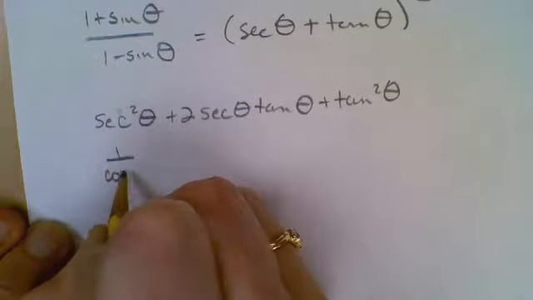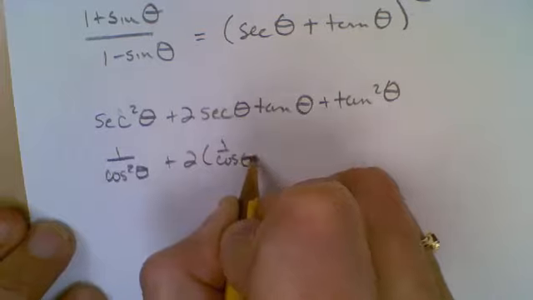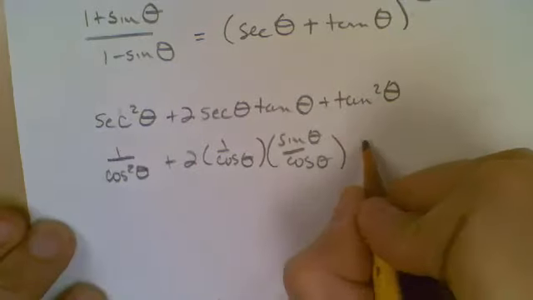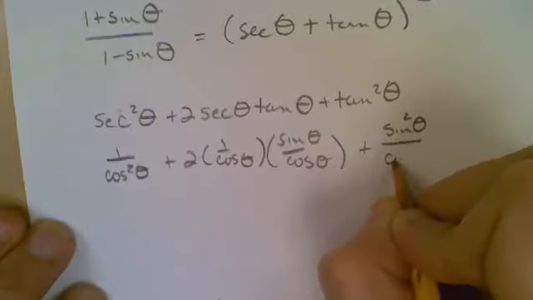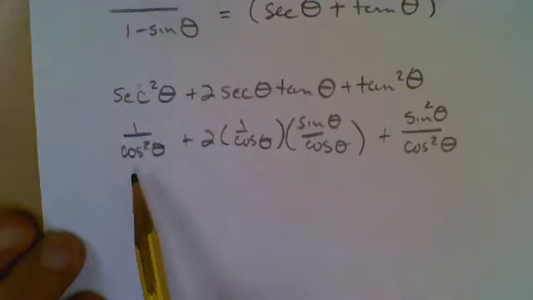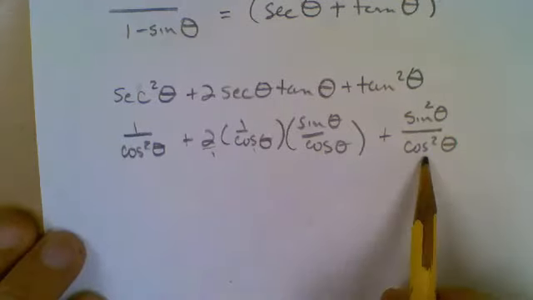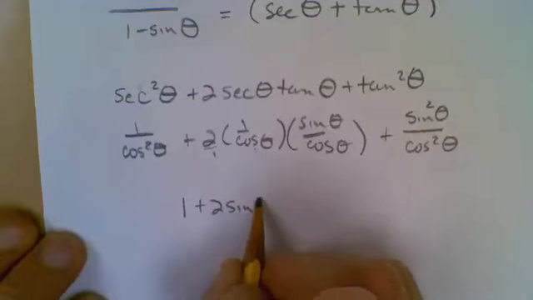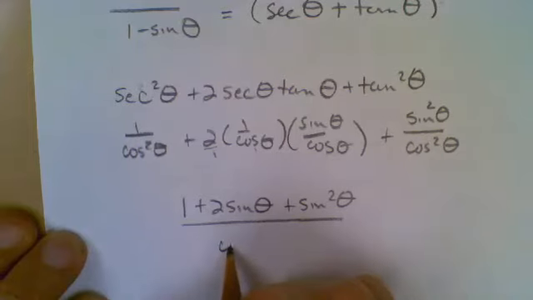So this is 1 over cosine squared. This is 2 times 1 over cosine times sine over cosine. And this is sine squared over cosine squared. Okay, so that's getting everything in terms of sine and cosine. So now I see that I have cosine squareds on the bottom. I can add my fractions together. So I have 1 plus 2 sine theta plus sine squared theta all over cosine squared.